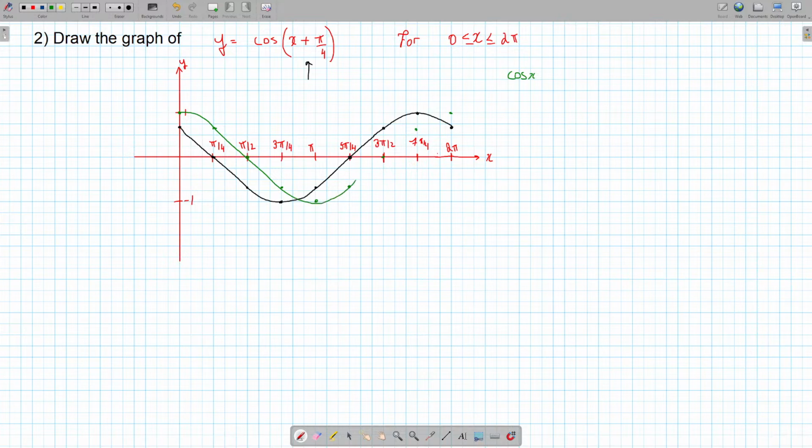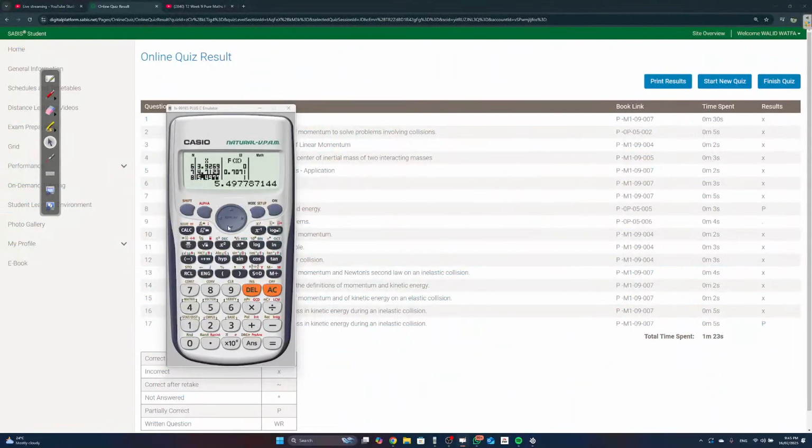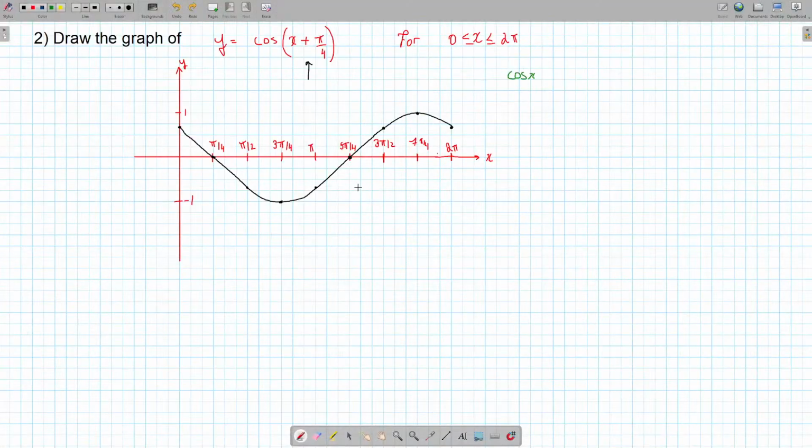And then just shift it to the left by pi over 4, and it's going to look like this black one over here. You can do that as well, but I'm not going to do that. The easiest way to graph any trigonometric function is just to put it in a calculator and use table mode. Get your table. It's not hard at all, really.